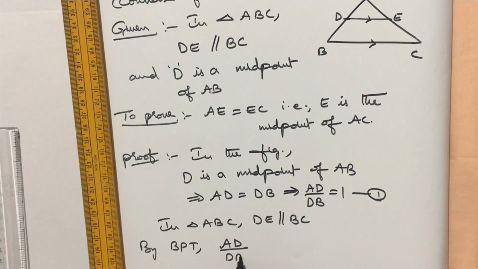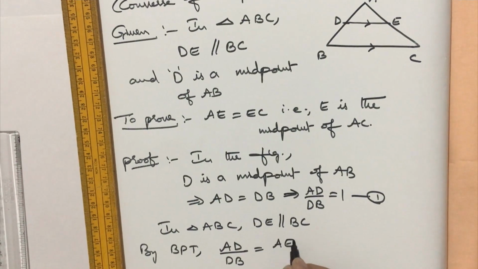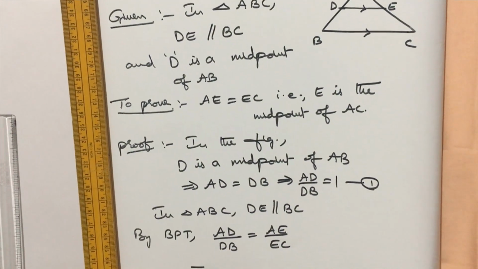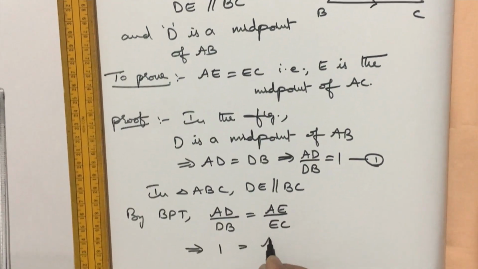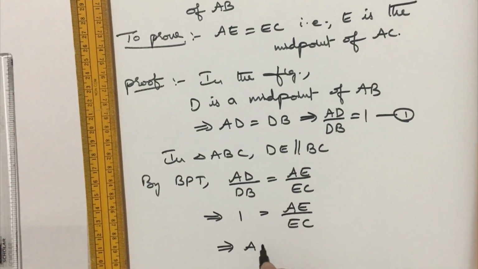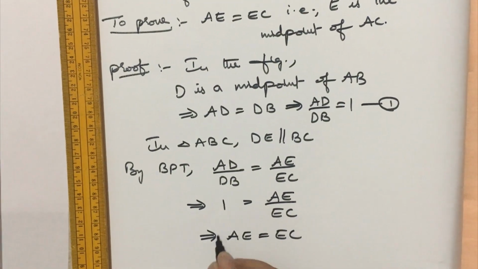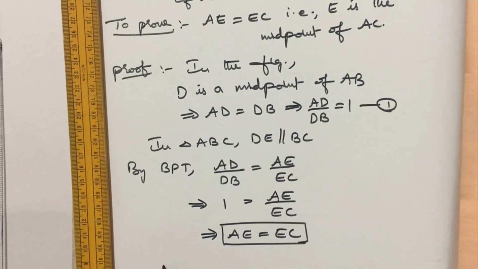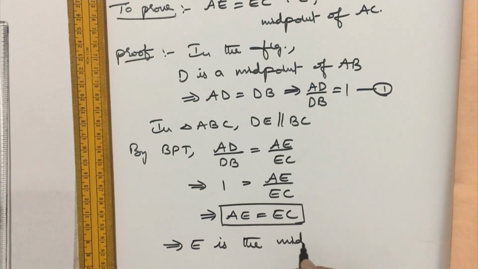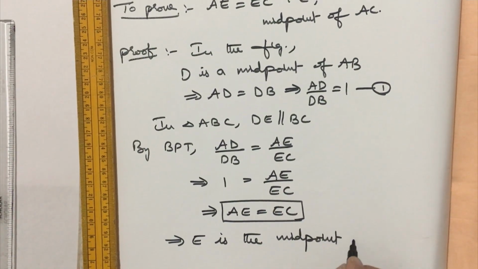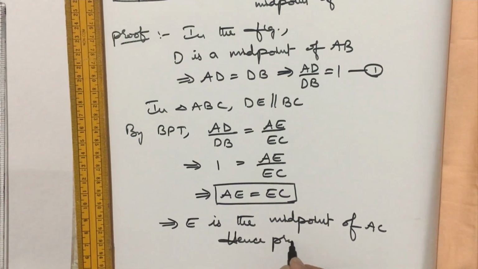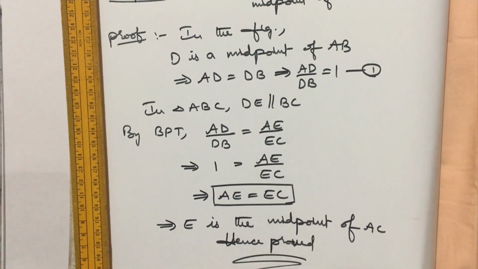AD by DB is equal to AE by EC. But for AD by DB, in equation 1, we have the value as 1, so 1 equals AE by EC. So, this implies AE is equal to EC. This is the required proof. You can say that E is the midpoint of AC. So, hence proved. See, this is the easy proof, the 9th class proof.